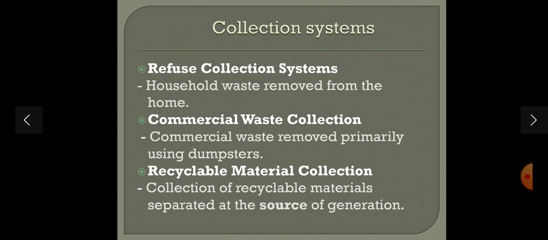Then there is the recyclable material collection, that is, the collection of the recyclable material. So before the municipal solid waste is taken to the disposal site, there is always a processing of the waste, so that in this method of processing or separating the waste, we can actually separate the waste which can be recycled or reused. Such materials also are collected, like the collection of the recyclable materials that are separated at the source of generation itself. So that is also one system.